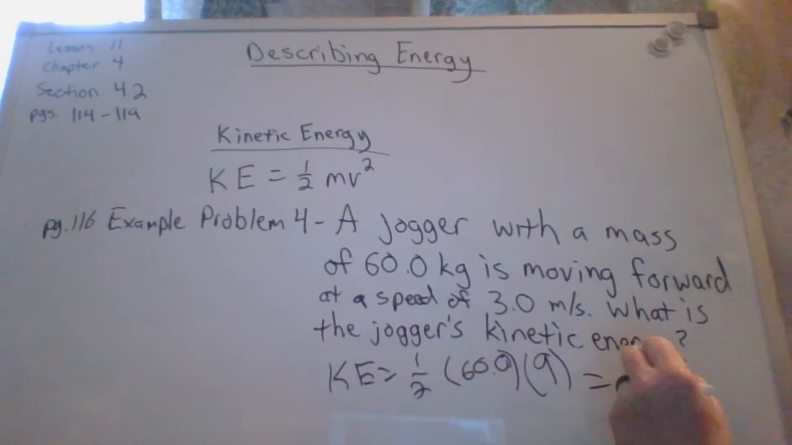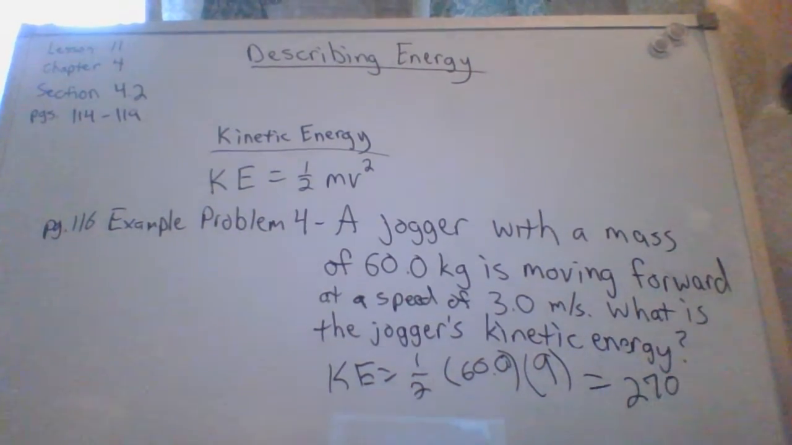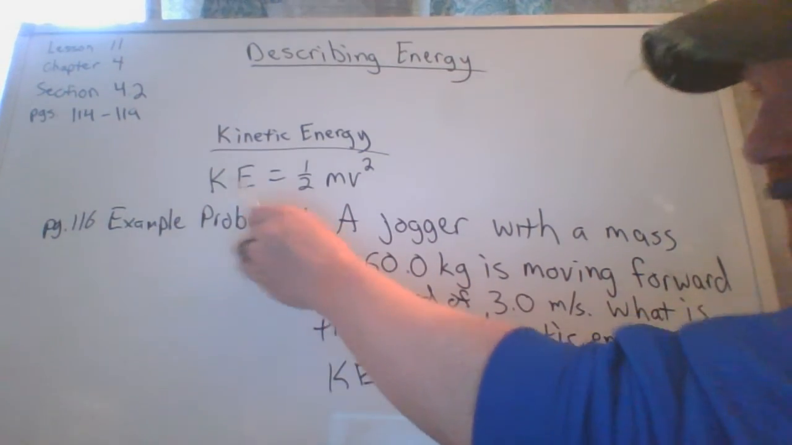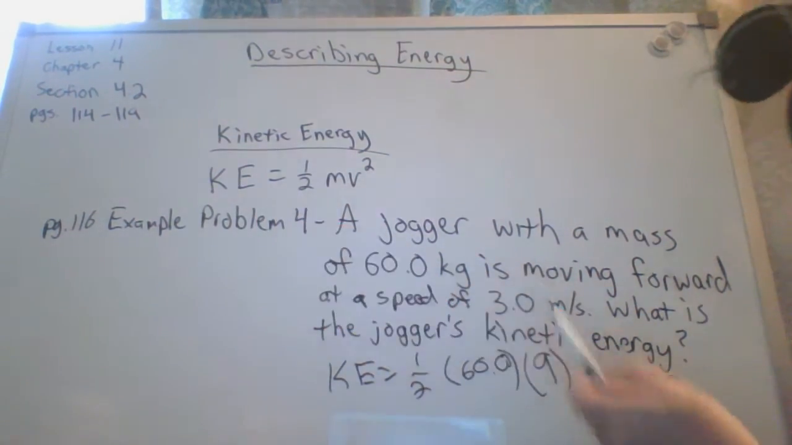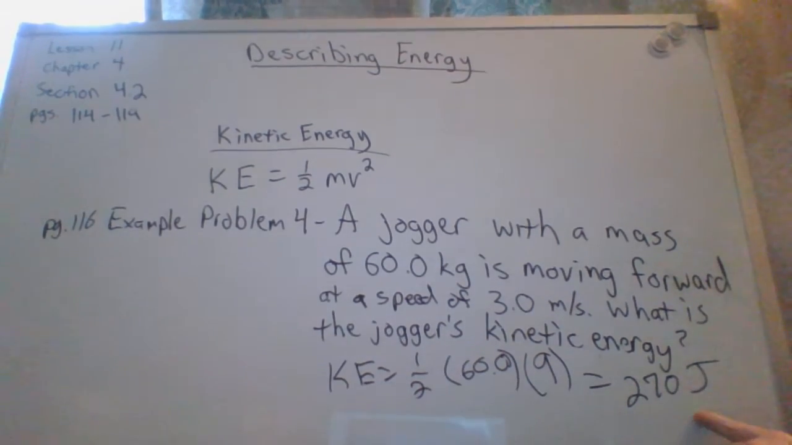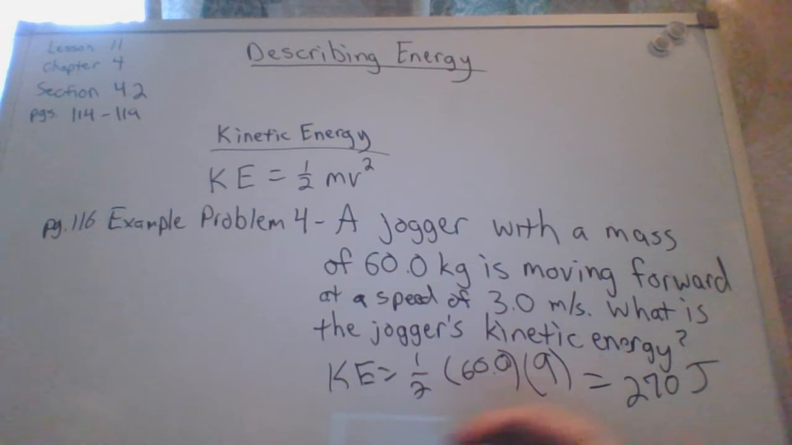Okay, the answer is 270, but what? 270 because it's kinetic energy, and energy is always measured in joules. The answer is 270 joules. You can write it with a symbol of a capital J. Let's talk about potential energy next.